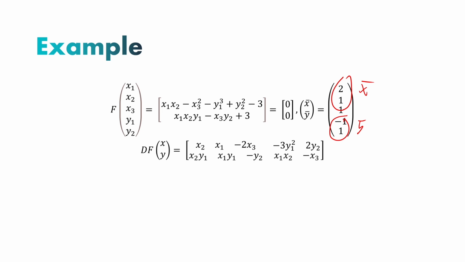So let's differentiate the function. Here's the derivative. We won't go through the entire thing, but this is just the matrix of partial derivatives. Technically, we need to make sure that this is a continuously differentiable function, but we're dealing with polynomials here. There's no worries about that.